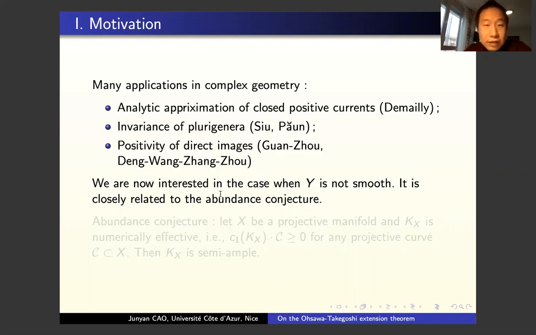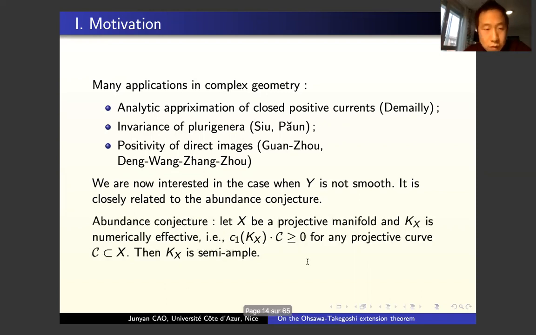So in our talk, we are interested in the case when Y is not smooth, but we always assume that Y is simple normal crossing for simplicity. Why are we interested in this question? Because it's closely related to the abundance conjecture, which I just mentioned.